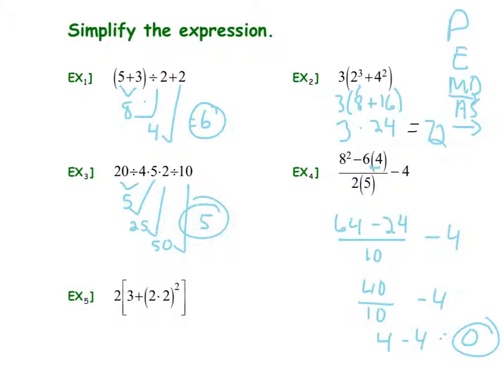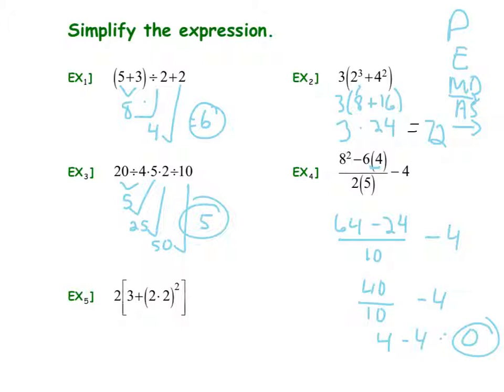So make sure you do the top of the fraction, the bottom of the fraction, and then you're going to divide. All right, number 5. Here we have a bracket with an exponent and some parentheses. So it says to do parentheses first. Within the parentheses, we are supposed to work from the innermost parentheses out.